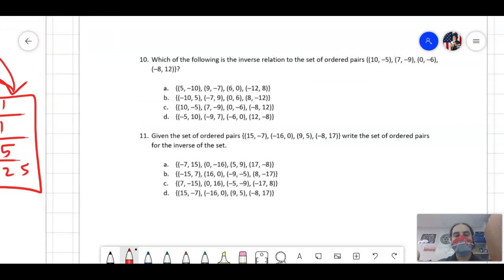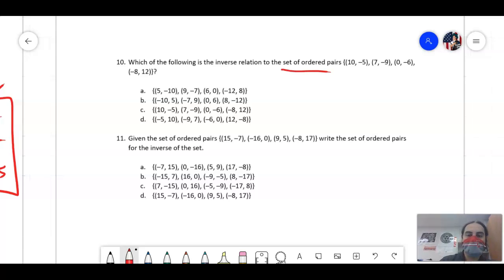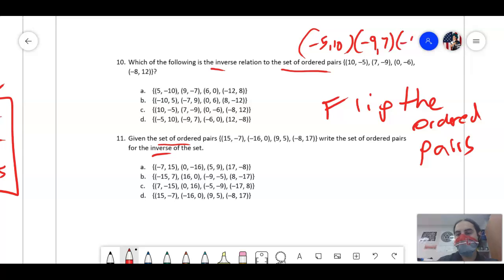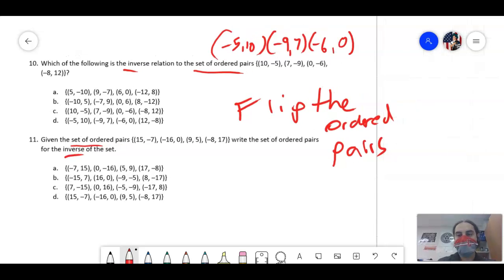All right, last two problems, number 10 and 11 here. Which of the following inverse relations, set of ordered pairs? Inverse of set of ordered pairs, inverse. 10 and 11, flip the ordered pairs. All right. So if I were to flip this, I'd have negative 5, 10, negative 9, 7, negative 6, 0, and then 12, negative 8.